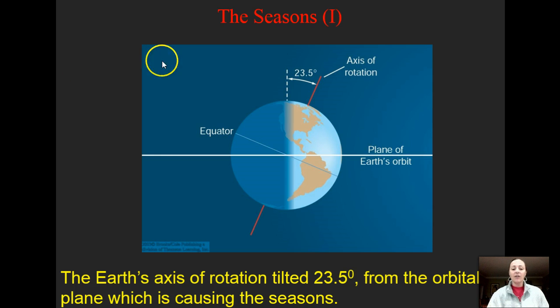Now, in this diagram, you can tell that the sun is on this side of the Earth because this side of the Earth is lit up. And if you look at where the tilt is, and if you look at where the shadow starts to form, you can see that more of the northern hemisphere appears to be tilted towards the sun. And that is what gives us our summer season in the northern hemisphere.